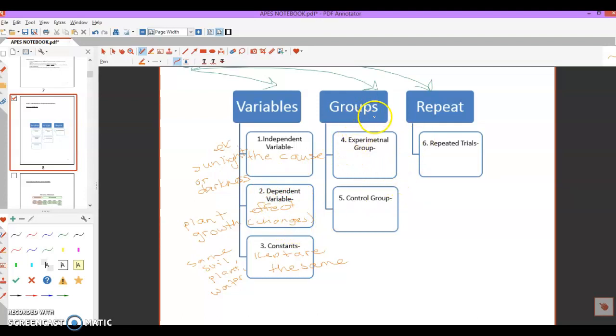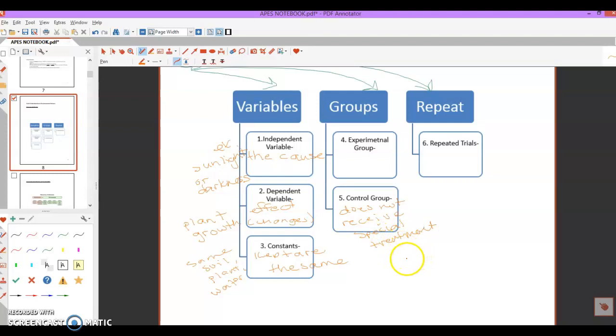Okay, so now we're going to move on to our groups. When you're doing an experiment, you have to have a control group and an experimental group. One group is going to get the special treatment that you're trying to test. The control group is going to be just the typical normal situation that occurs. So our control group I'm going to start with first. We're going to say it does not receive special treatment.